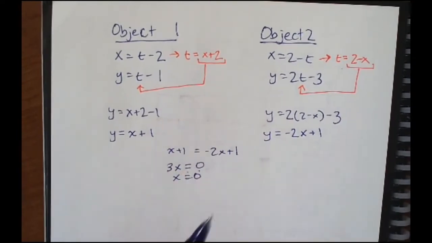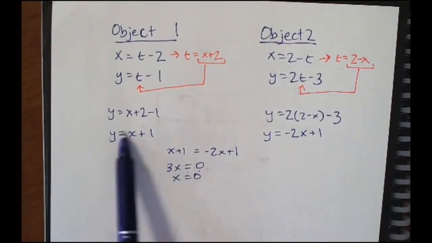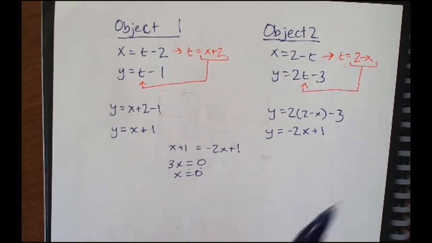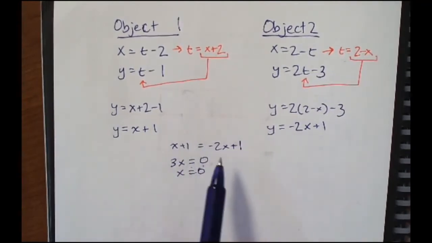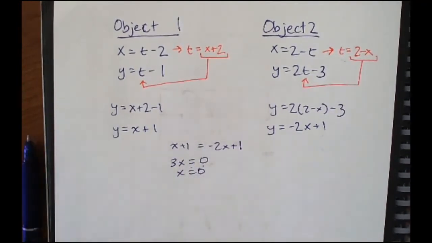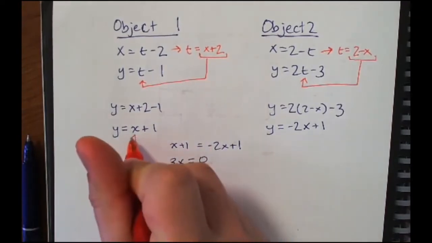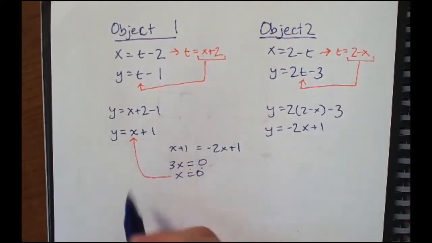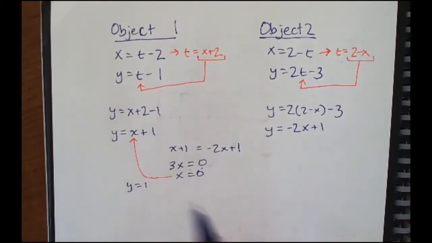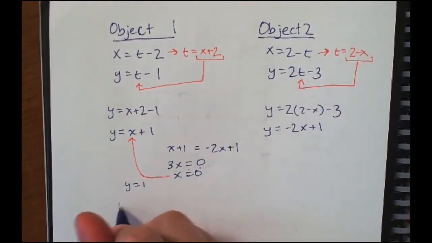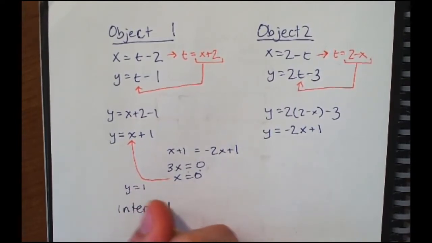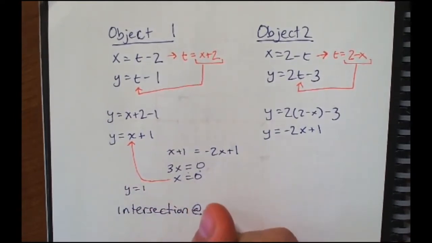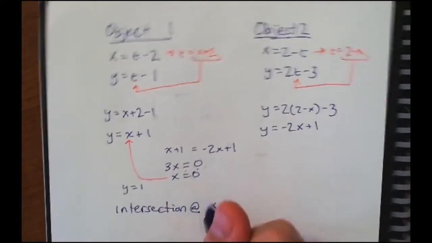Let's find the y. And it's guaranteed to work for both of these. Just to save a little bit of time here, on the last one I showed both of them working, but I'm just going to pick one. In fact, I'm going to pick the easier one, or when I say easier, a little simpler. 0 plus 1 is just 1. So I know that I have an intersection at (0, 1).